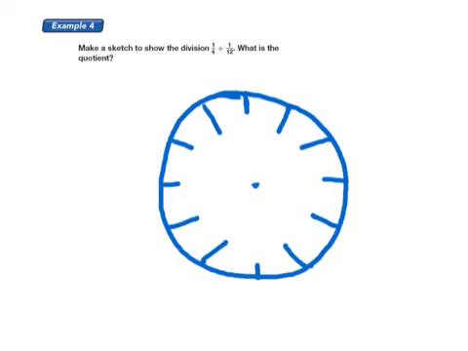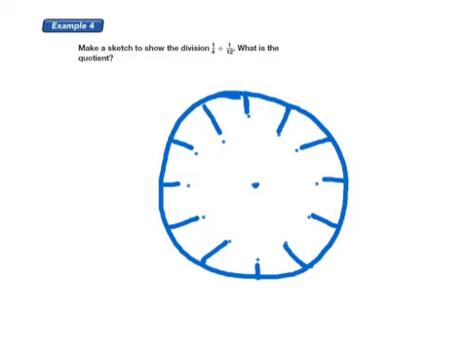So let's talk about drawing 12ths. You can use a clock to help you draw 12ths. So here I have a clock, and each one of these points represents one number. 3, 4, 5, 6 o'clock, 7 o'clock, 8 o'clock, 9 o'clock, 10 o'clock, 11 o'clock, and back to 12.